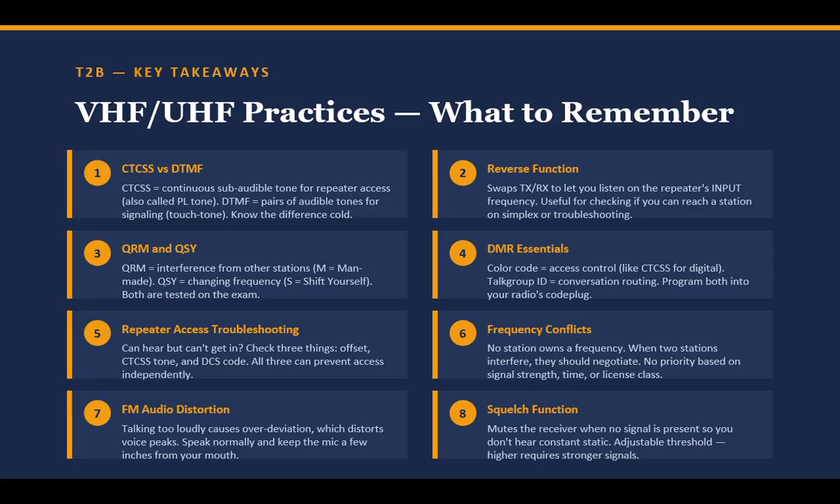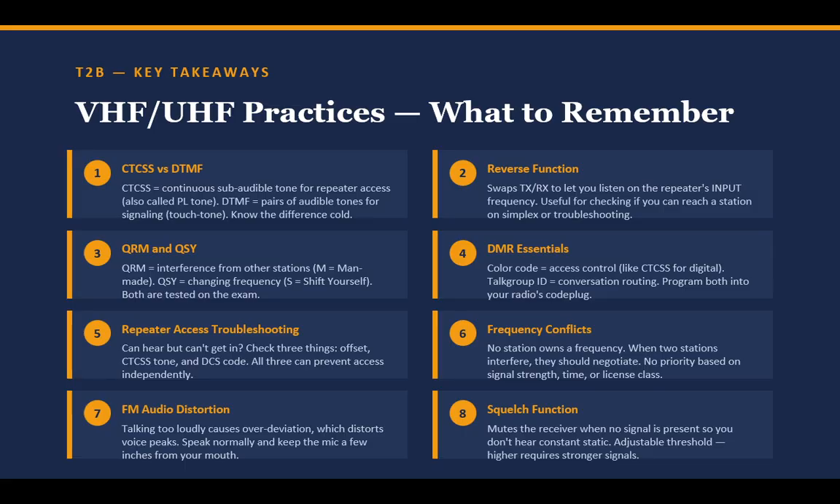5. Repeater access troubleshooting. You can hear, but you can't get in. Check these three things: offset, CTCSS tone, and DCS code. All three can prevent access independently. 6. Frequency conflicts. No station owns a frequency. When two stations interfere, they should negotiate. No priority is based on signal strength, time, or license class.